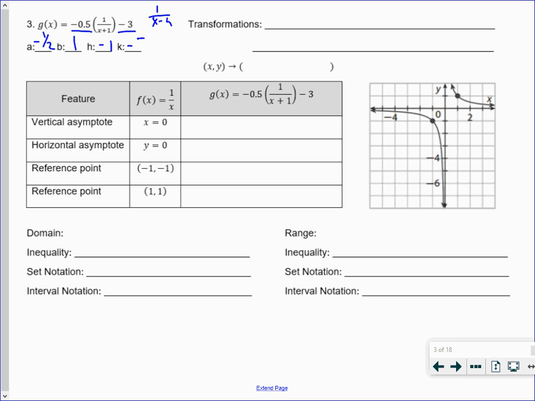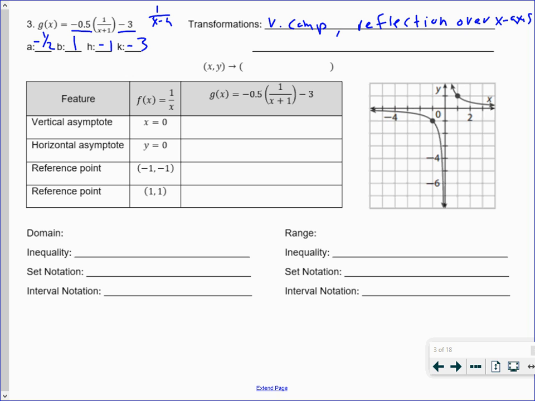So now we're going to figure out what our transformations are. From our a value, we see we have a vertical compression by 1/2. And since our a is also negative, that tells me we have a reflection over the x-axis. So we have a vertical compression and a reflection over the x-axis. That comes from our a. Our b is 1, so it doesn't affect the graph at all.